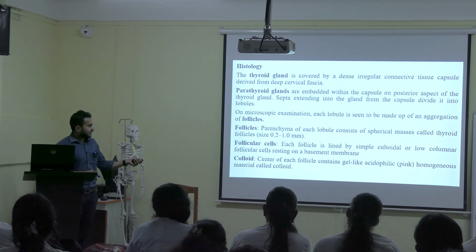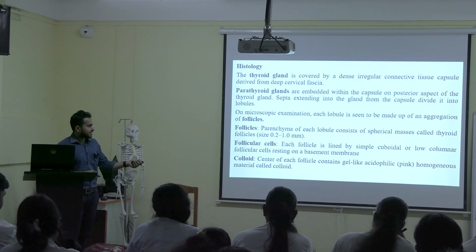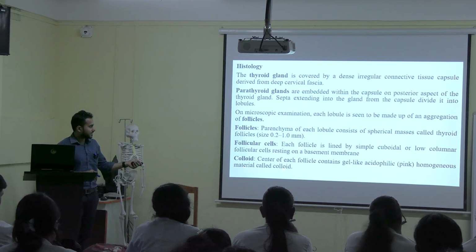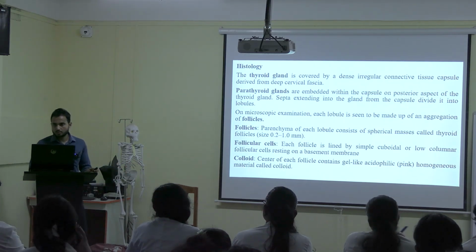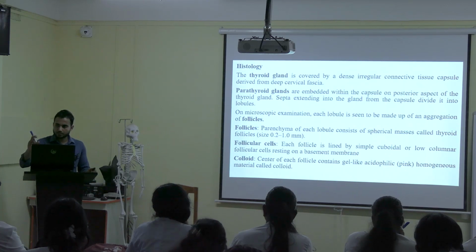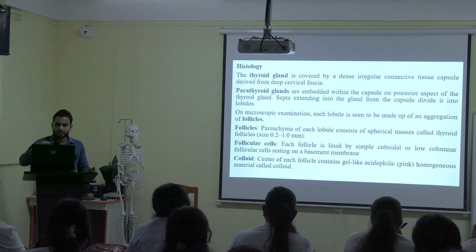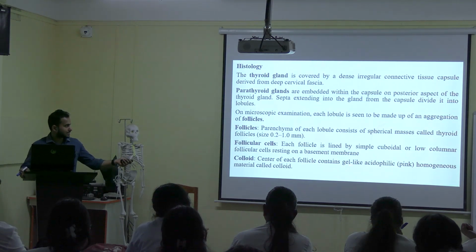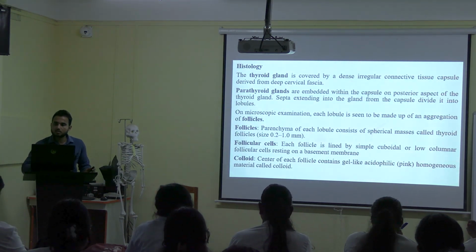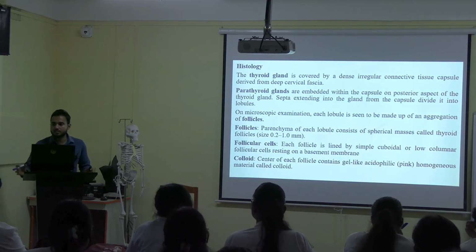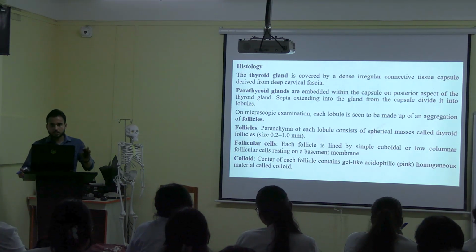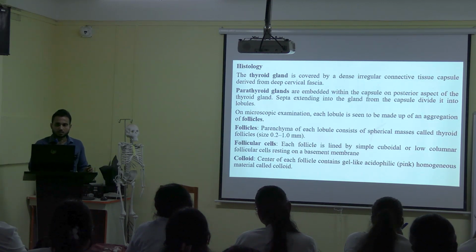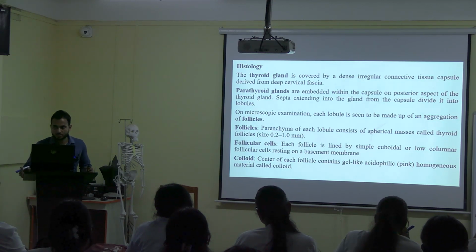Next, at the center you can see a gel-like acidophilic or pink colored homogeneous material that is called colloid. The follicle has a lumen. At the center of the follicle, what you can see is a pink colored or gel-like acidophilic substance, and that is called colloid. Here also the amount of colloid varies. Depending on whether the follicle is active or less active, the amount of colloid differs.